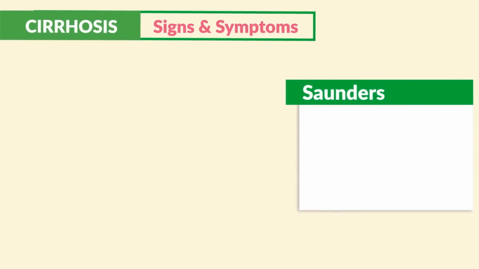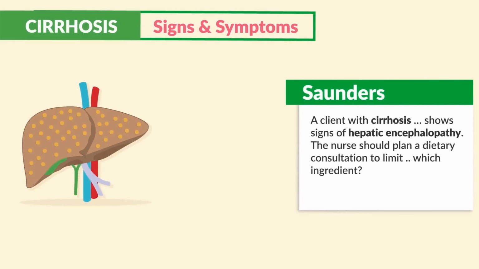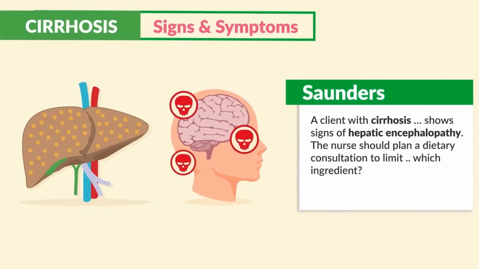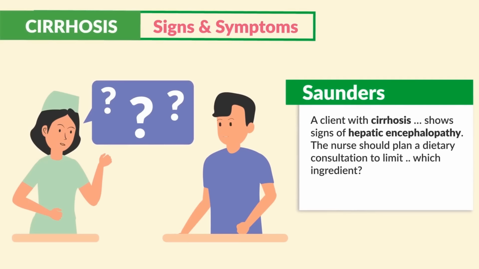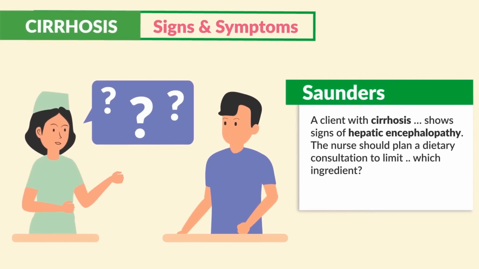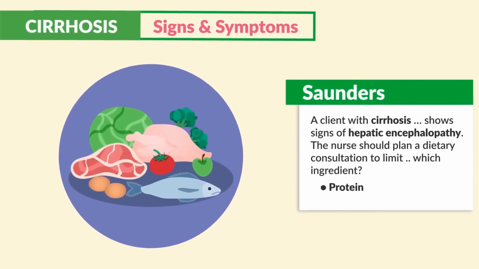Now, Saunders mentions, a client with cirrhosis shows signs of hepatic encephalopathy. The nurse should plan dietary consultation to limit which ingredient. And the key answer was protein. Yes, protein has the ammonia waste. Remember, ammonia is the protein wrapper, the waste around the protein, which causes the hepatic encephalopathy. So limiting protein will limit the ammonia.